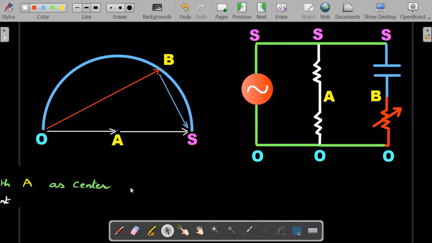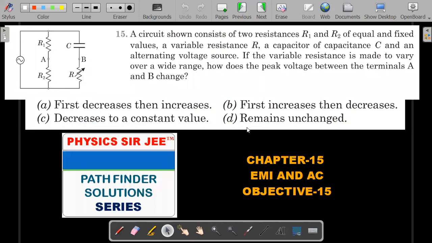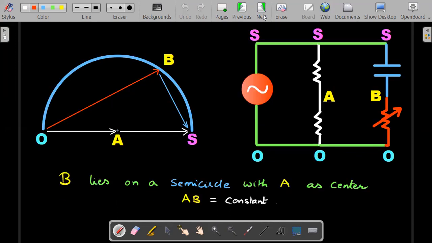That brings us to the conclusion that I was trying to talk about. So B lies on the semicircle with A as center, therefore the AB length has to be a constant. Okay, so wait for the practice problem. Let me mark the answer here. The answer should be it remains unchanged using the phasor analysis. We didn't use any complex analysis, any equations. Just by pure geometry of phasors, we could conclude this.